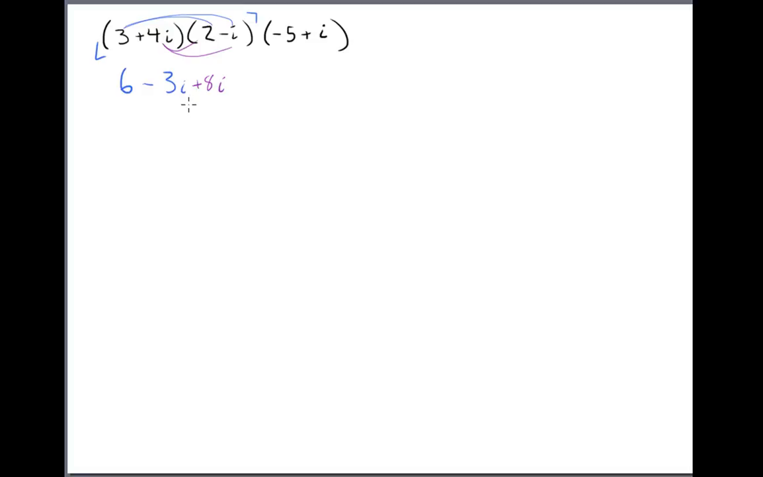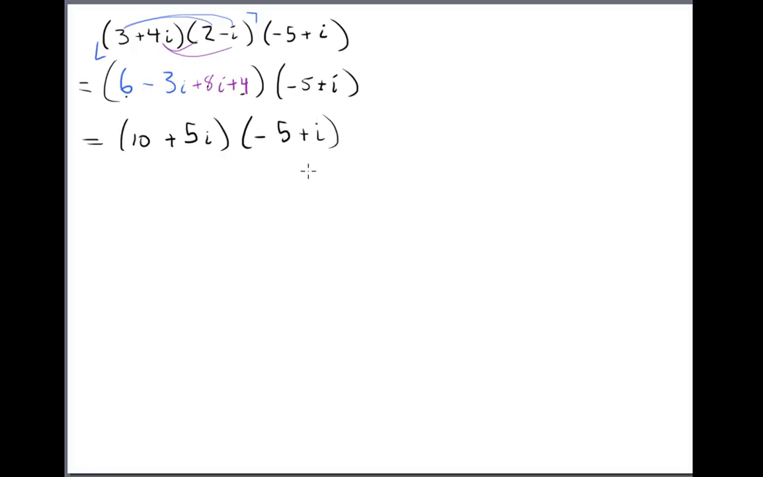And then this is negative 4i squared, so plus 4. And then this is going to become 6 plus 4, that's 10. Negative 3 plus 8, so plus 5i. 10 plus 5i. We'll write down the next part of this product. Negative 5 plus i. Great.